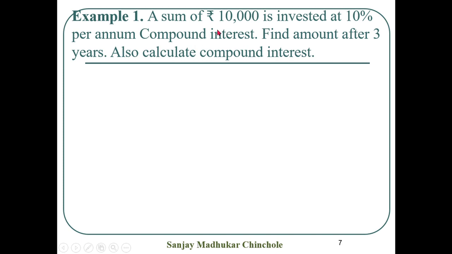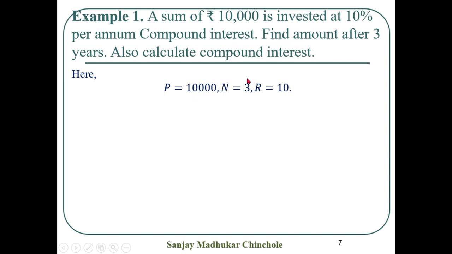Example: a sum of rupees 10,000 is invested at 10% per annum compound interest. Find amount after 3 years. Also calculate compound interest. We have to find the amount by compound interest after 3 years. Here the amount invested, meaning the principal amount, is given to be rupees 10,000. So P is equal to 10,000. We have to find the amount after 3 years.